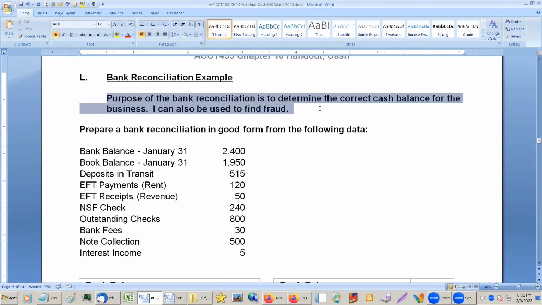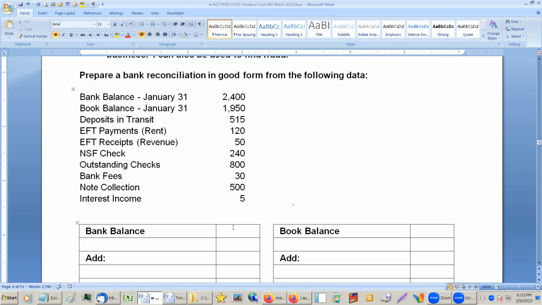But for the most part, it's to determine the correct cash balance. How much cash do we actually have? You may have already been doing this, you may do it on your own. So what we're going to do is take the bank balance and compare it to the book balance. So 2,400 is what the bank says we have.